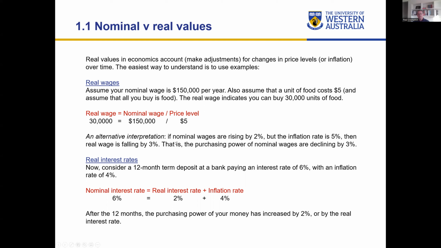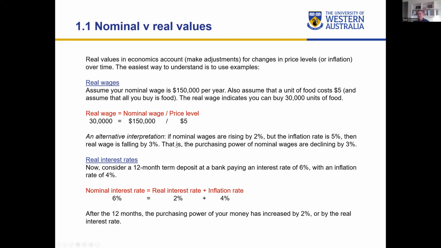Now, an alternative interpretation of this equation goes something like this. If nominal wages are rising by 2%, but the inflation rate is 5%, then the real wage is falling by approximately 3%. That means you're getting paid 2% more in terms of dollars each year, but prices are going up by 5%. So the purchasing power of your wage is actually going backwards. Your purchasing power is actually declining by 3%.